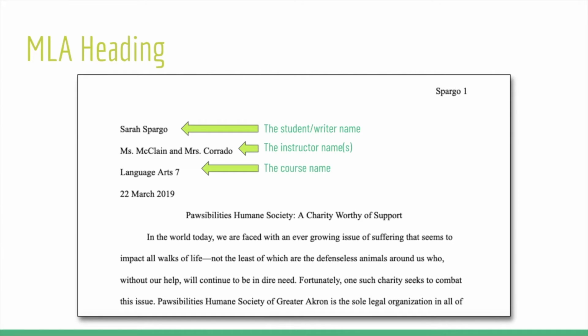The third thing is the course name. So everyone in 7th grade language arts, the course is called Language Arts 7. That has nothing to do with what period you take language arts. The last component of that heading would be the date. Usually it's the due date. Note that the date is written in the formal style. So it actually has the date first, then the month, and then the year.